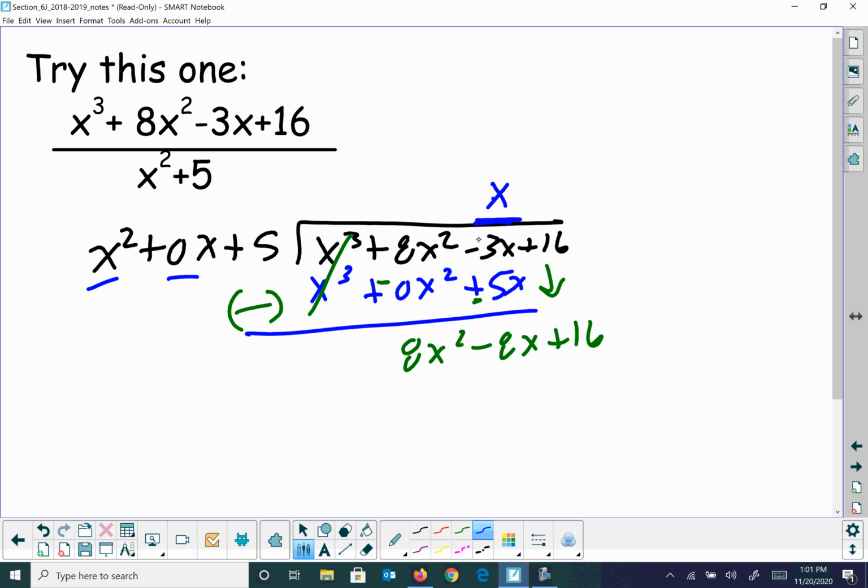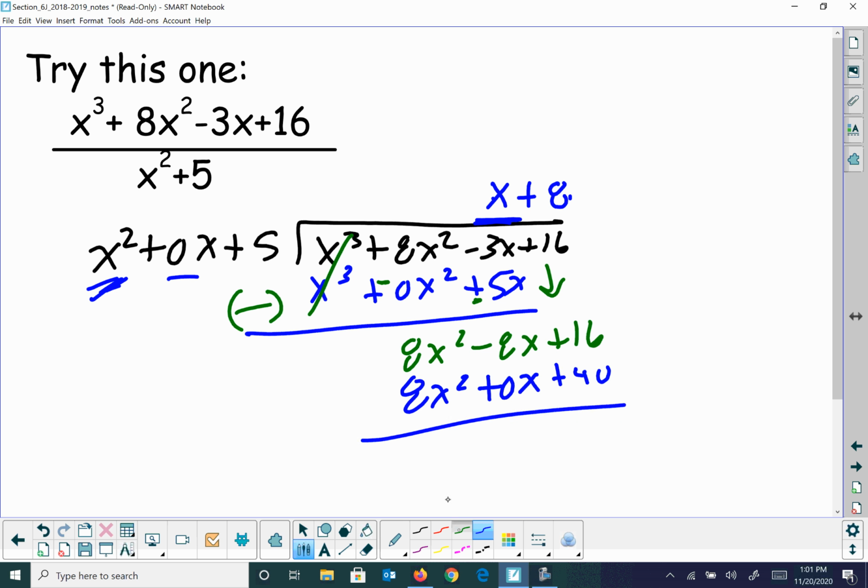Do the same thing over again. What will I have to multiply times x squared to get 8x squared? Well, that'd be positive 8. 8 times x squared is 8x squared. Plus 0x, plus 40, because 8 times 5 is 40.